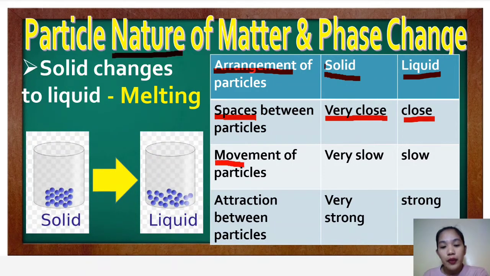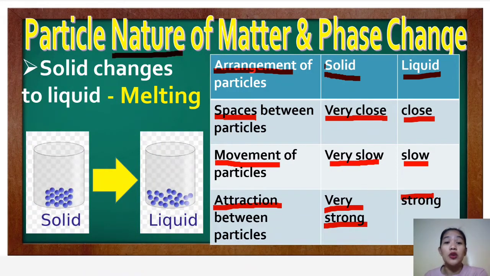And in terms of movement, of course, from solid, which is very slow, it will become slow. Well, this is still slow, but not as slow as when it was solid. In the solid phase, the movement is not as fast as in the liquid phase already. And in terms of attraction between particles, of course, when it was in the solid phase, it is very strong. The attraction between the particles was very strong, but as it turns into liquid, it will be strong only. Okay, so that is the change. So as a solid changes into liquid, the nature of particles of this solid will also change into that of liquid. So that is the concept there.